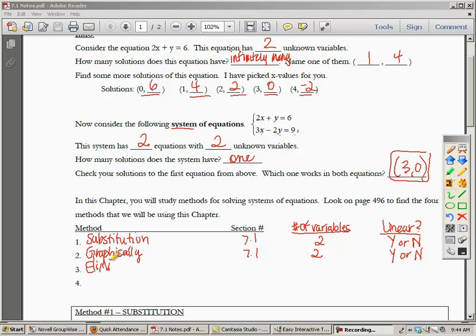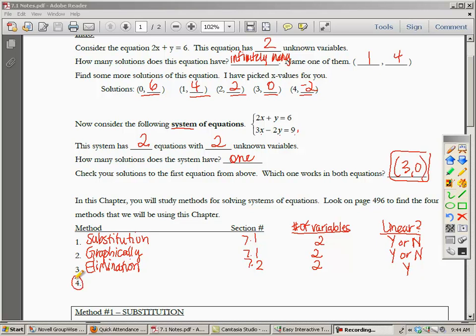This is again a review of Algebra 2. Elimination is what we're going to look at in section 7.2. And this again is a two variable thing. With elimination, it has to be linear for you to use elimination, because you can't cancel out things unless it's exactly the same x and exactly the same y. So please keep that in mind.